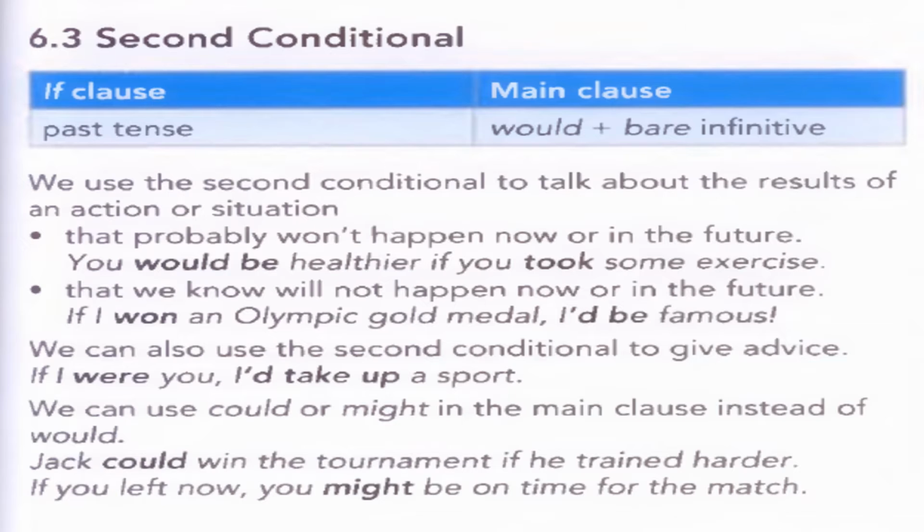We use the second conditional to talk about the results of an action or situation that we know will not happen now or in the future. For example, if I won an Olympic gold medal, I'd be famous. We can also use the second conditional to give advice. Let's look at the example. If I were you, I'd take up a sport.